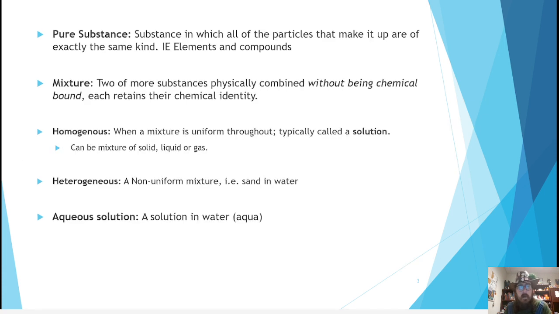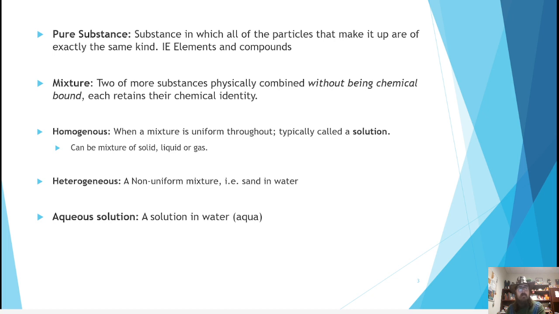Now, when we talk about elements and compounds, we can break those down into their own unique subdivisions. If we have a container containing only one type of element or one type of compound, we can call this a pure substance, meaning that all the particles in that container are of exactly the same kind. If there is any sort of other chemical in there, any other compound that is not chemically bound together, it ceases to be pure and becomes a mixture.